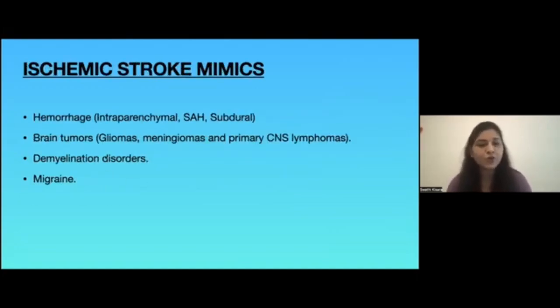All these that are shown in the slide are some of the stroke mimics. These are the important differentials, and these need to be identified. So hemorrhage is one of the stroke mimics. Brain tumors such as gliomas, meningiomas, and primary CNS lymphomas also mimic stroke. Demyelinating disorders such as multiple sclerosis, and migraine, can also mimic stroke.